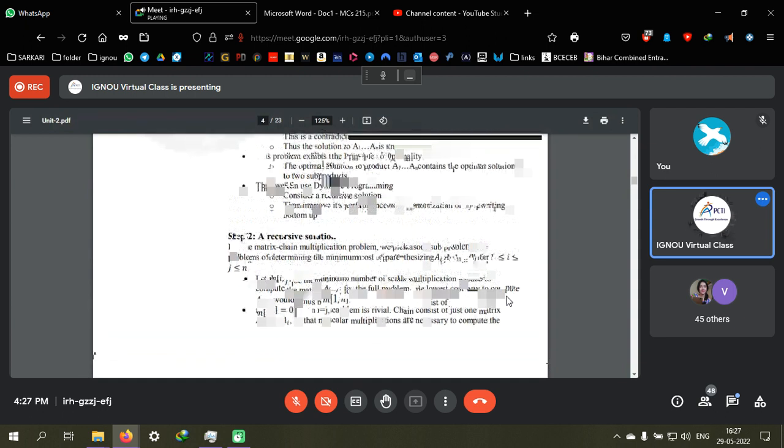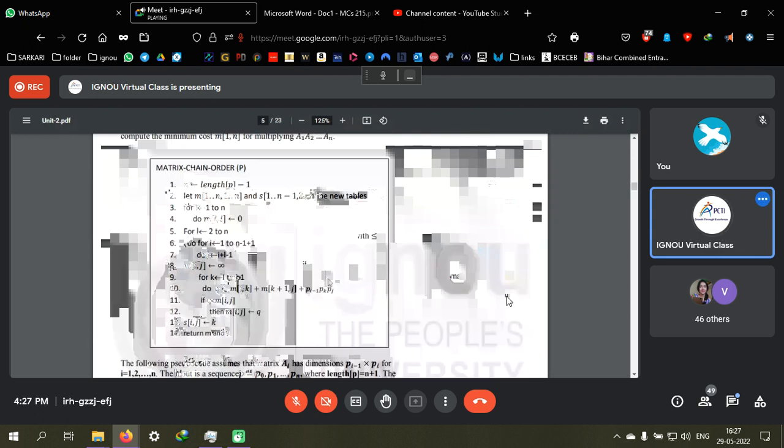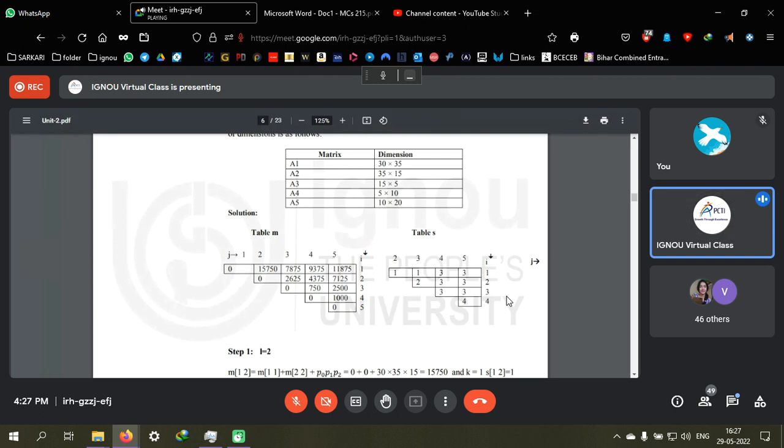So the first step is M[i][i], that is, when i is equal to j. When i is equal to j, you have to put 0 in that place. So we have a matrix with indices 1, 2, 3, 4, 5, and you can write a[i] here as 1, 2, 3, 4, 5. When i is equal to j, you have to put 0 there.